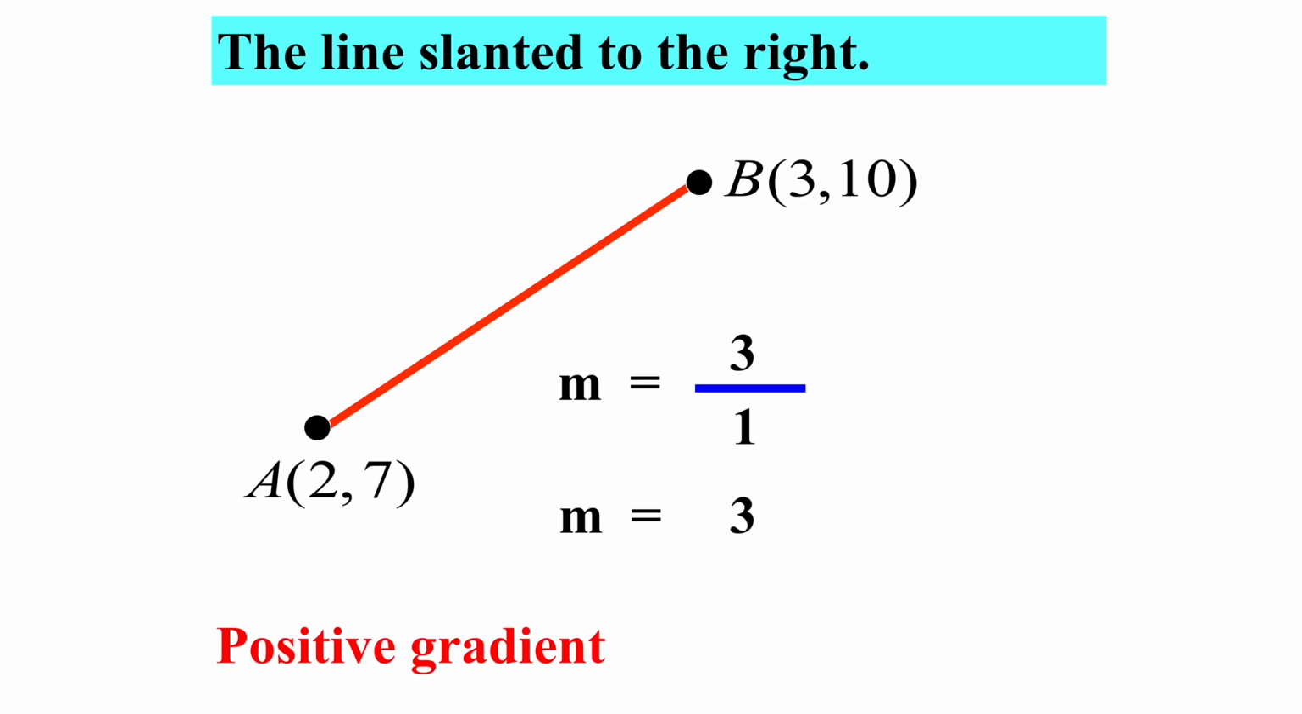Now let's have a look at this one. The line is slanted to the right. So the gradient is 10 minus 7, which is 3. And then for the x2, which is 3, minus x1, so 3 minus 2 is 1. So the gradient is positive because the line is slanted to the right.